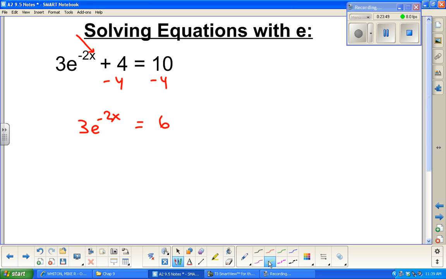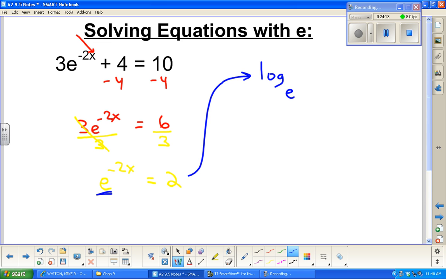Then again, I want to get the base and exponent by itself, so that 3 out there needs to be divided out. So we'll divide both sides and get e to the negative 2x equals 2. Now the exponential is by itself. We're ready to change to log form. If we convert this into log form, the base is e here. We're taking the log of 2, and it's going to equal whatever the exponent is. So we got log base e of 2 equals negative 2x.